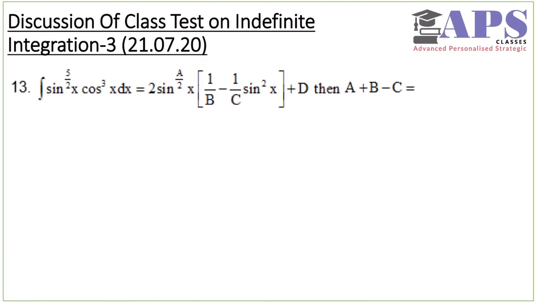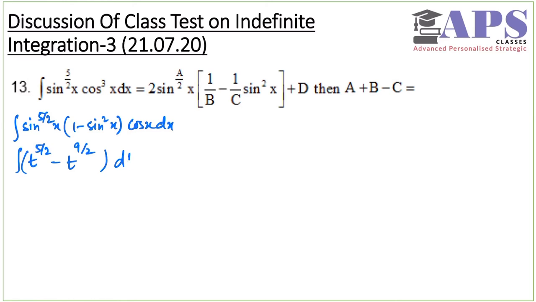In this question we can easily guess the substitution. I can write it as sine to the power 5 by 2 x into 1 minus sine square x, that is our cos square x, and then cos x dx. So now I can put sine x equal to t, and it will become t to the power 5 by 2 dt, t to the power 5 by 2 minus t to the power 5 by 2 plus 2, that's 9 by 2, dt.